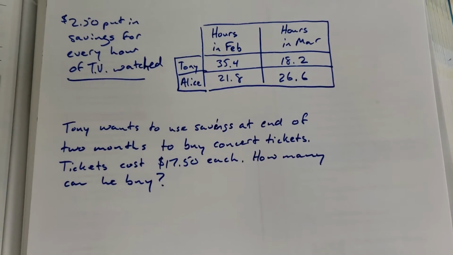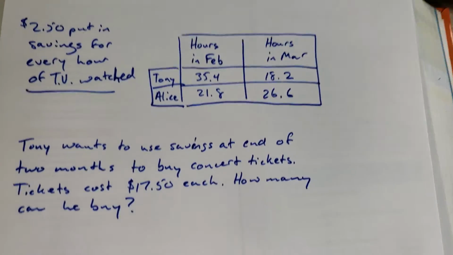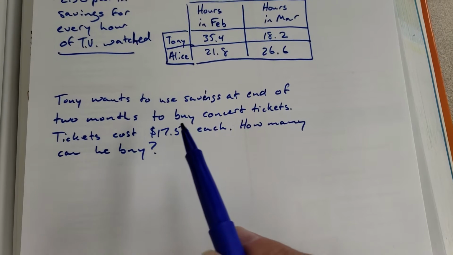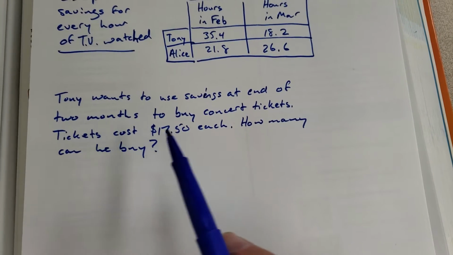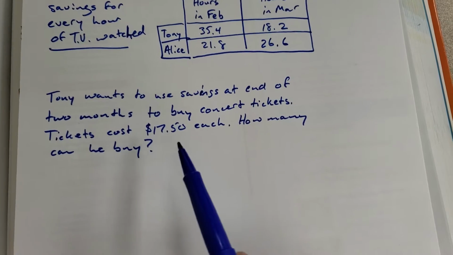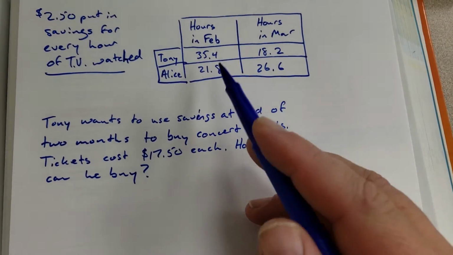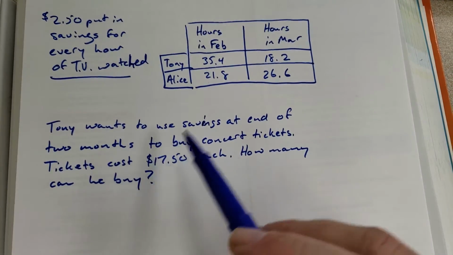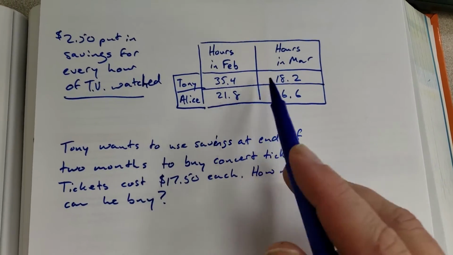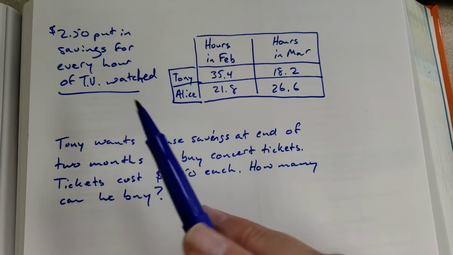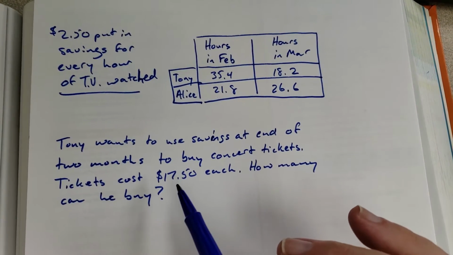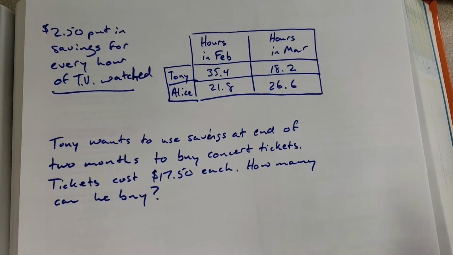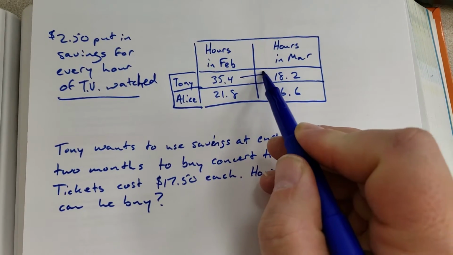So if they watched 2 hours of TV, they'd put $5 into the savings. Okay, so Tony wants to use the savings at the end of 2 months to buy concert tickets. Tickets cost $17.50 each. How many can he buy? So Tony wants to take February and March, the 2 months, the end of the 2 months, and he wants to take the money he gets from those hours of watching TV that he put into his savings to buy these tickets. So the first thing we need to know is how many hours did he watch TV in those 2 months? So that's where we're going to add these two numbers together.